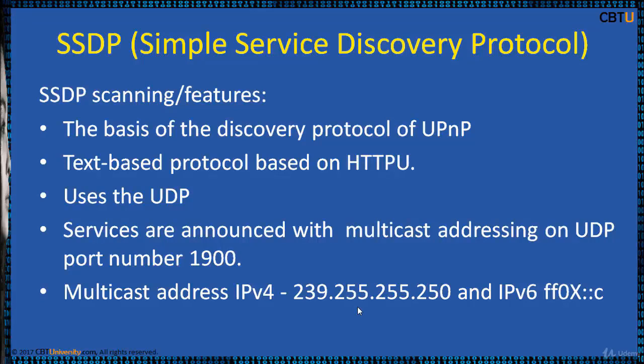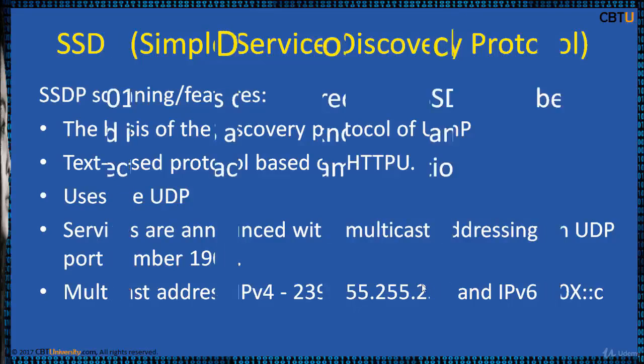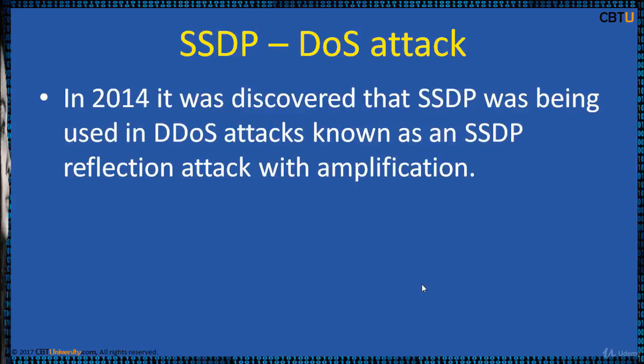It is a text-based protocol based on HTTP/U. It uses UDP as the underlying transport protocol. Services are announced by the hosting system with multicast addressing on UDP port number 1900. In IPv4, the multicast address is 239.255.255.250, and SSDP over IPv6 uses the address FF0X::C for all scope ranges indicated by the X.